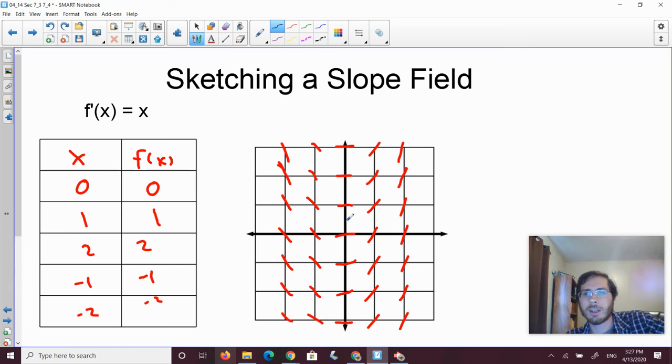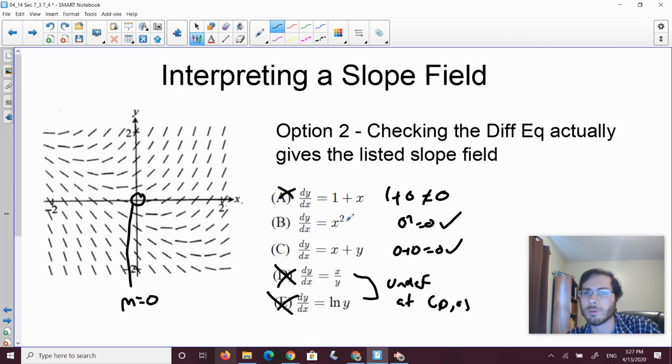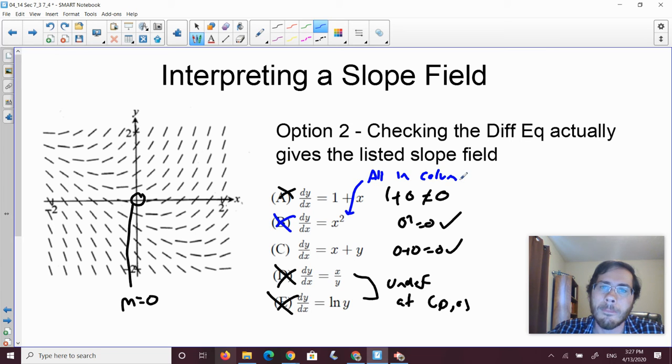Notice if it depended only on X, all the ones that are vertical are all the same. And that is not true here. So we know it can't depend only on X. So we're going to get rid of the one that only depends on X, because if it depends only on X, all in a column would be the same. Which is not the case. So we can't pick that one. So we're left with C. We want to pick C.